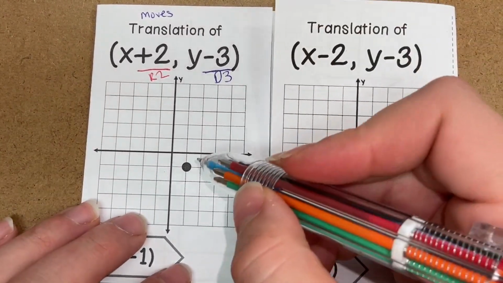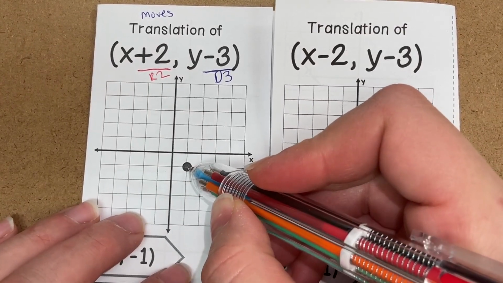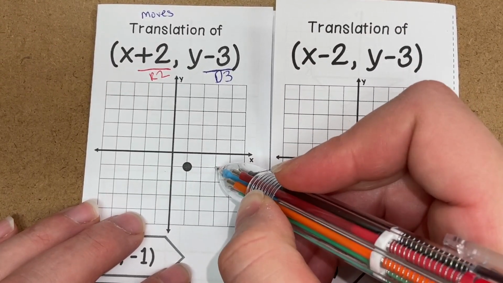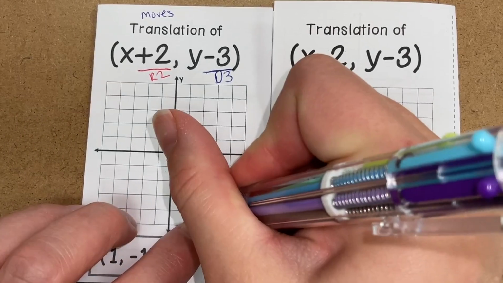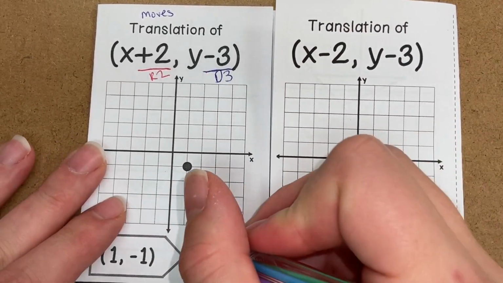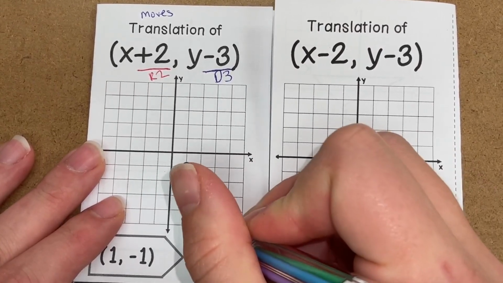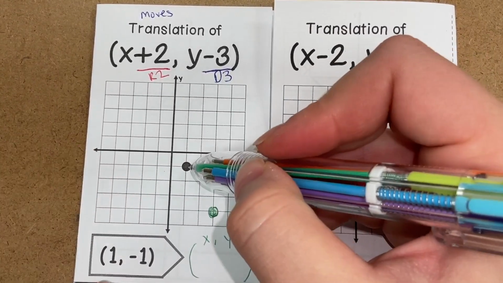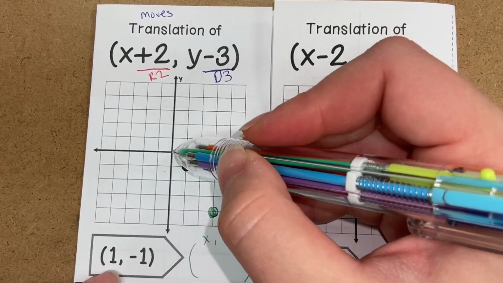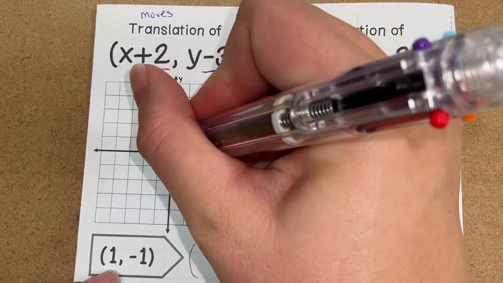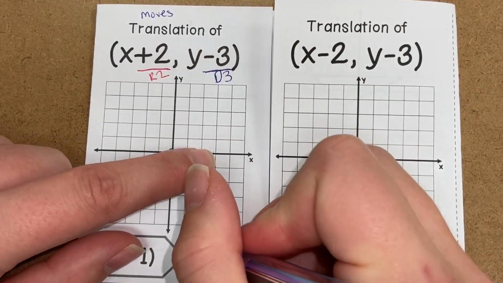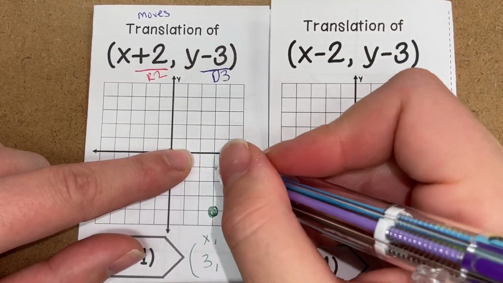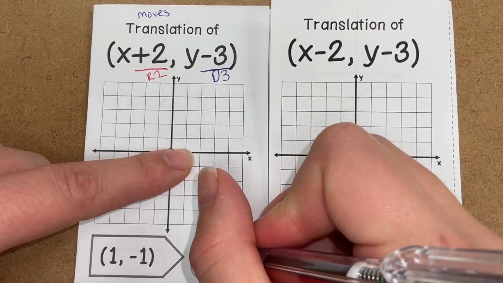Now all I do is I take the point that I have here, and I go right 2, down 3. And my new point is right there. Now that point, if I wrote it out as x, y, it started off as 1, negative 1. So from my origin, if you need to mark your origin, I go 1, 2, 3 to the right, so that's a positive 3 there, and then down 1, 2, 3, 4, and that's a negative 4 there.